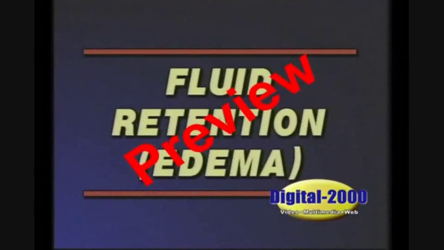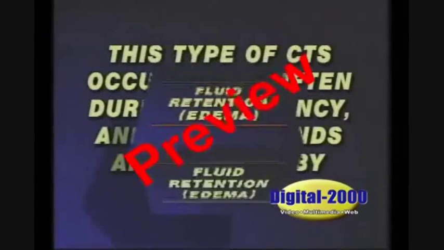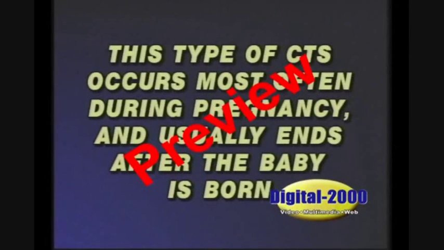Second, fluid retention or edema. Excess water in the body may create swelling of the tissues inside the carpal tunnel. Sometimes even the median nerve itself will swell. This type of CTS occurs most often during pregnancy and usually ends after the baby is born.